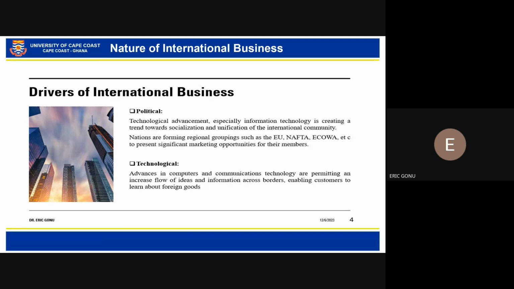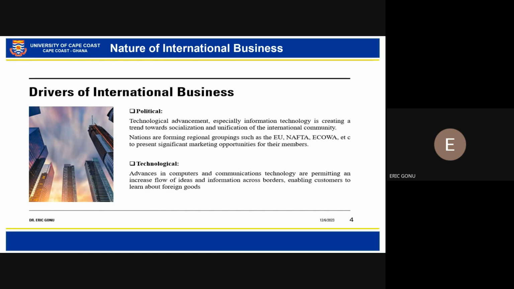So we are talking about political. Especially information technology is creating a trend towards socialization and unification of international community. So there are no boundaries now. So you have EU, you have NAFTA, you have ECOWAS, and all these things, they present good opportunities for members in these countries. So we have ECOWAS, you have NAFTA. NAFTA is not African Free Trade Association. So there you have the European Union and others.